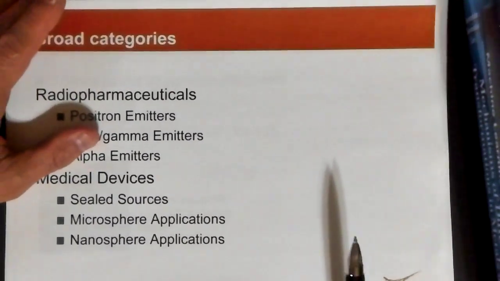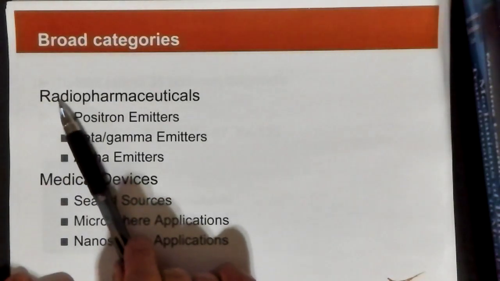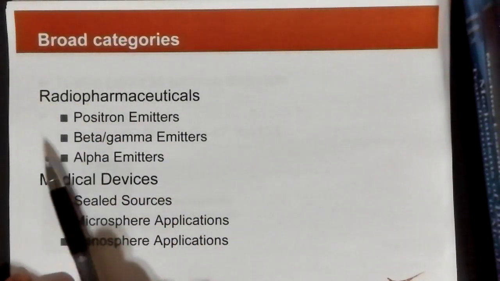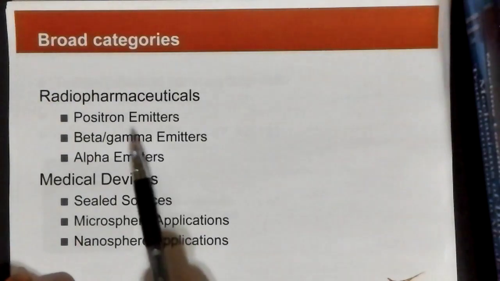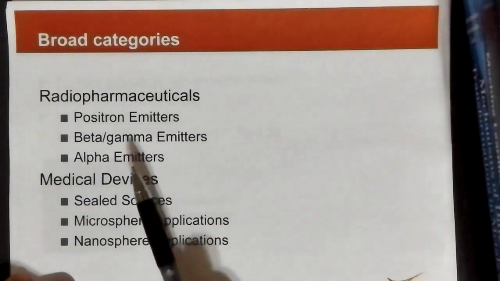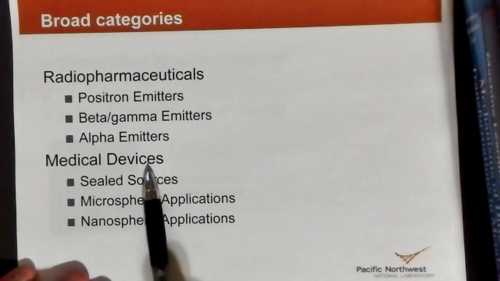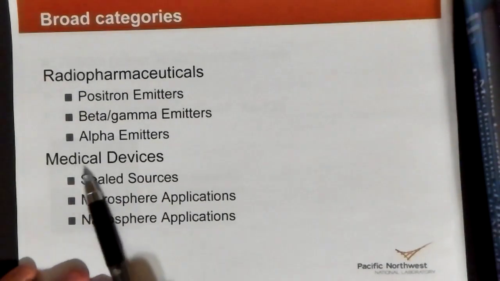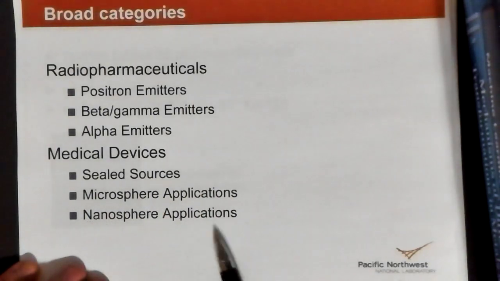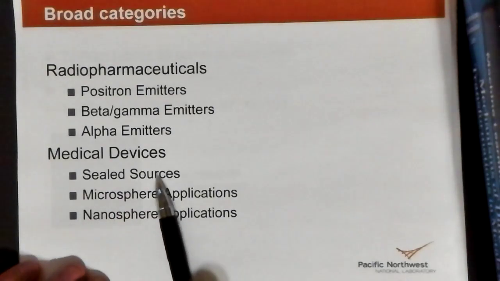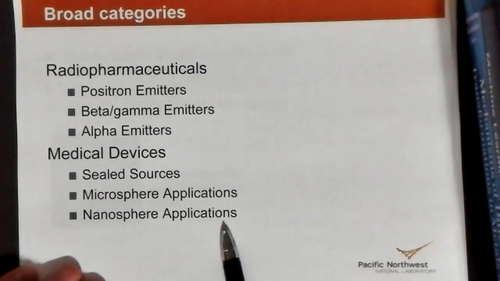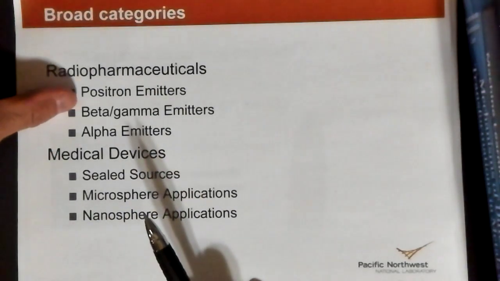So there are some broad categories here. There are radiopharmaceuticals. So you can have positron emitters, beta, gamma emitters, alpha emitters. Most of these are for diagnostics. Now you may then be looking to do therapeutics with various medical devices where you have sealed sources, or microsphere applications. These sealed sources are little capsules we'll talk about with the radioisotopes, or you can have much smaller versions of these with microspheres or nanospheres.